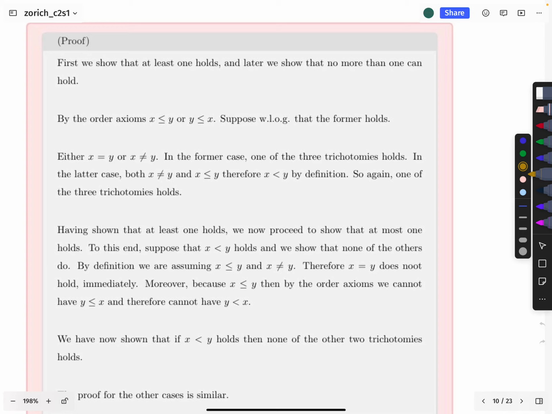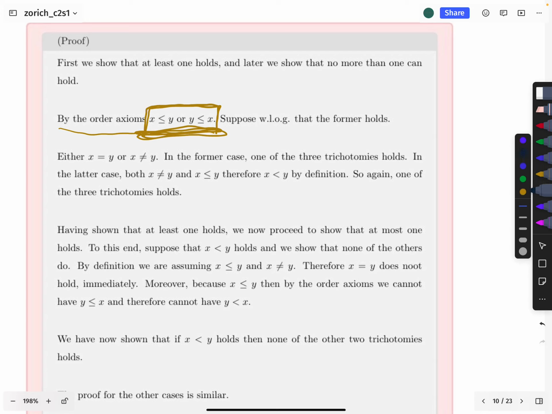So by the order axioms, the fact that it's a linear order tells us, and I think this is the comparability axiom or property, that for any two things, they are comparable. Either x is less than or equal to y, or y is less than or equal to x. So that's the commensurability fact about a linear order. And so we know that this must be true.